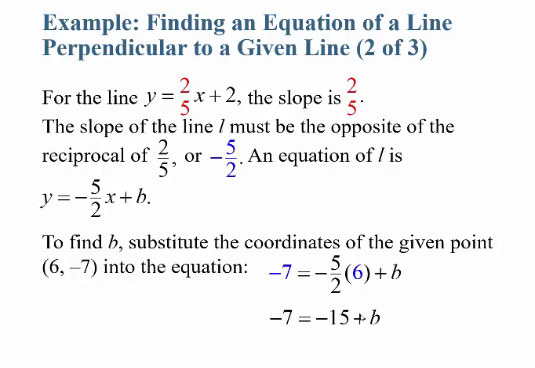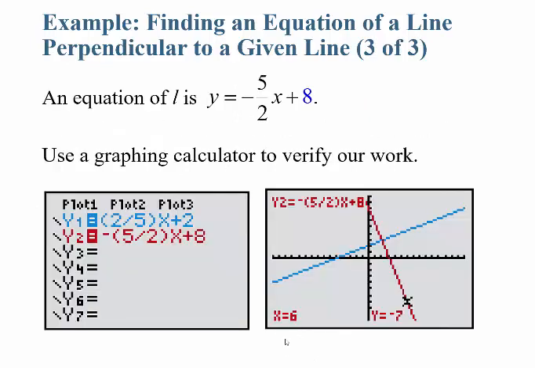So I've got negative 15 plus b is equal to negative 7. So I'm going to add 15 to both sides, and negative 7 plus 15 just gets me 8. So the equation I have is y is equal to minus 5/2 x, and then the intercept I just found was 8. Okay, you can plot this in your graphing calculator, and let me do that for you so you can just follow along and see.